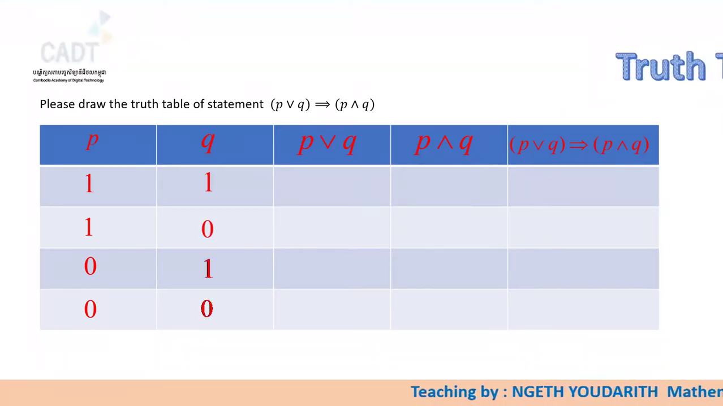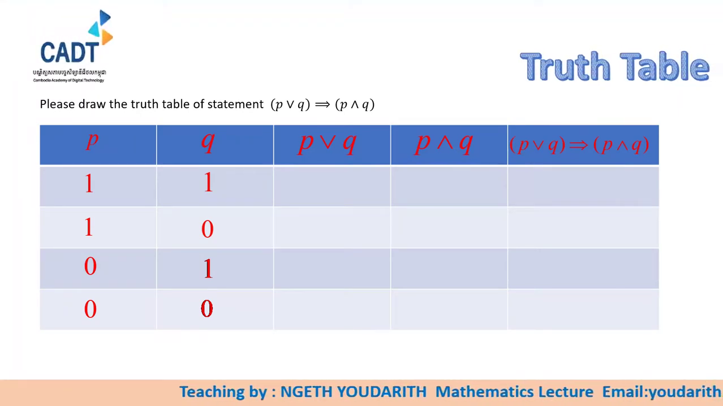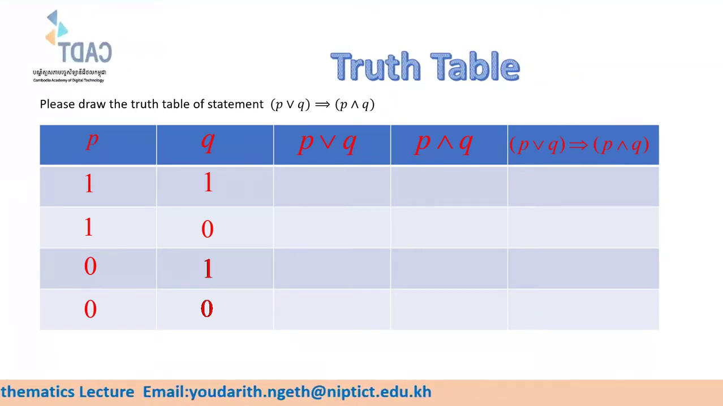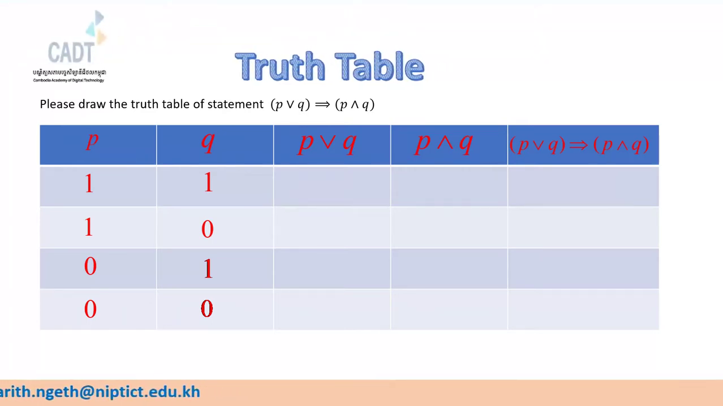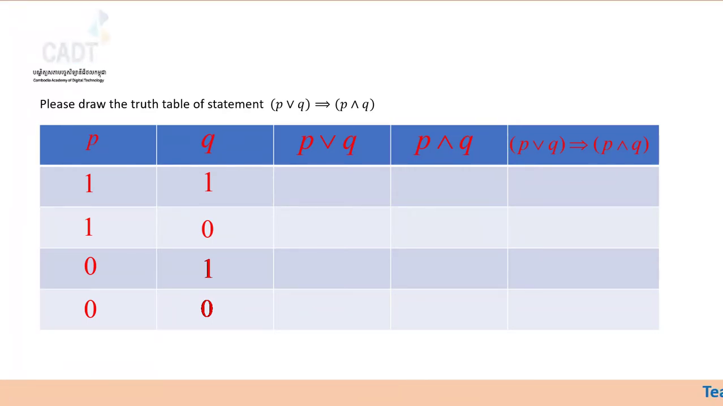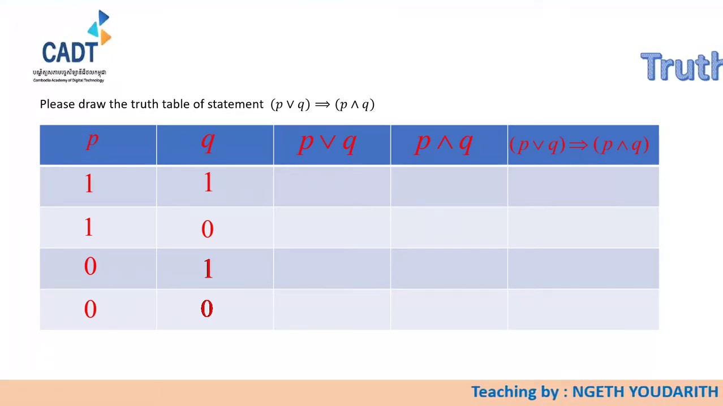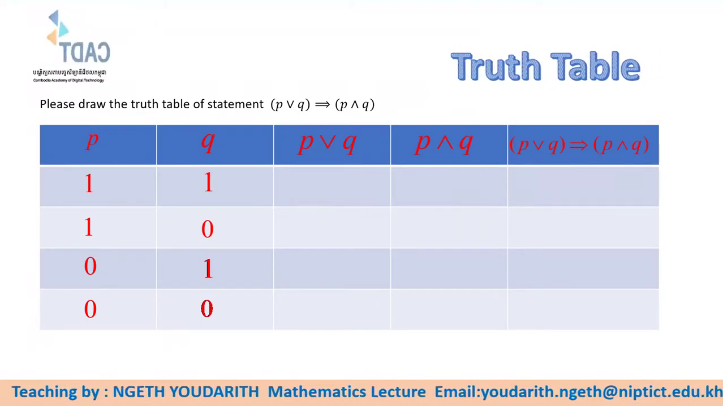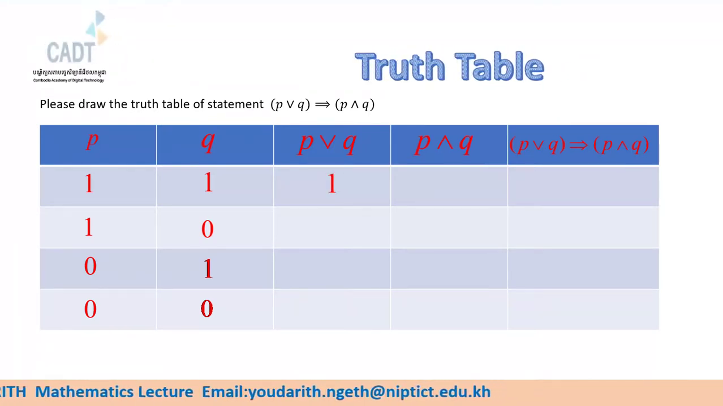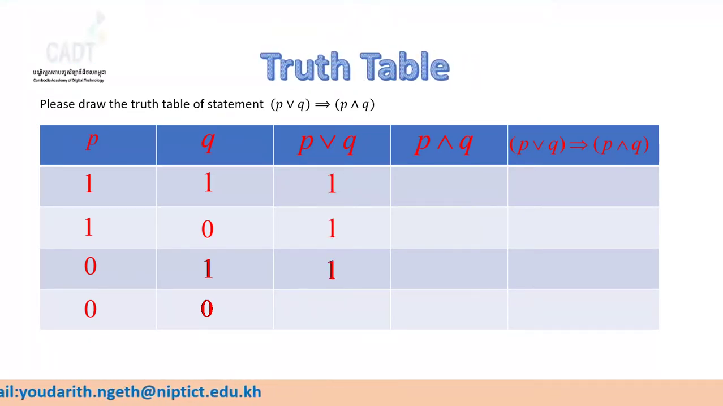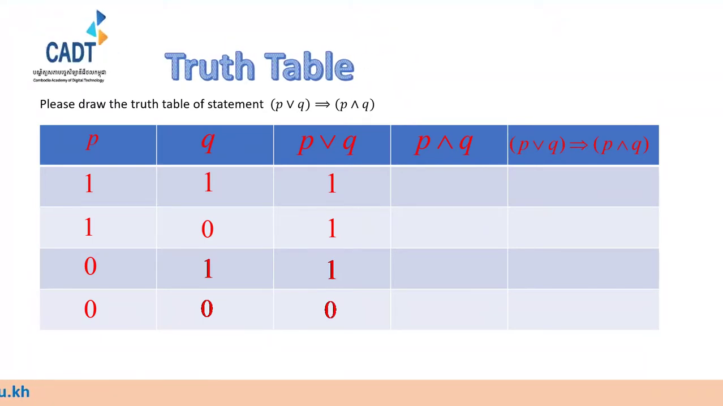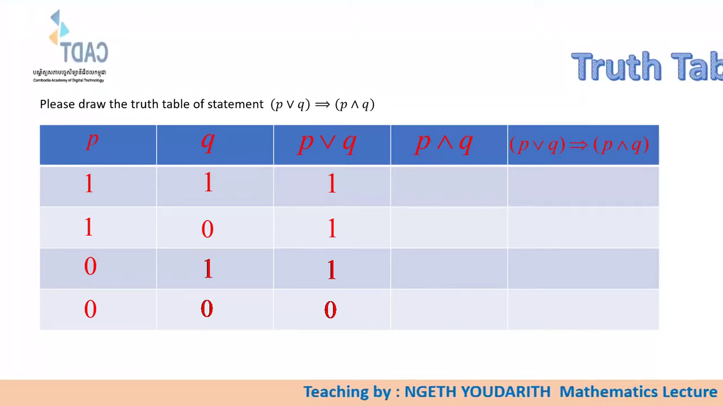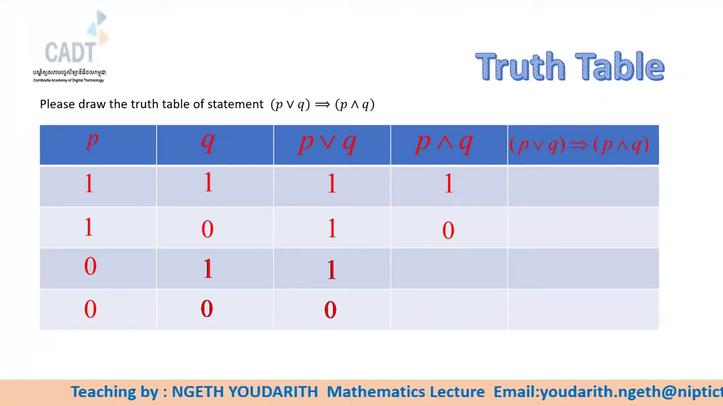Next is the disjunction, P or Q. P or Q is false only when both P and Q are false, otherwise it's true. So this one is true, true, true, and false. And P and Q is true in only one case, when P and Q are both true, otherwise false. So it's true, false, false, and false.